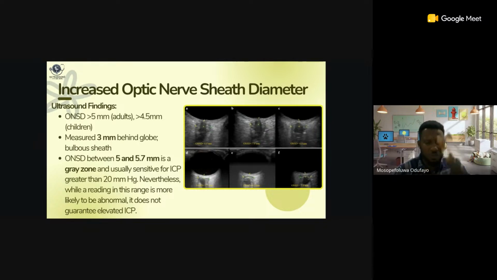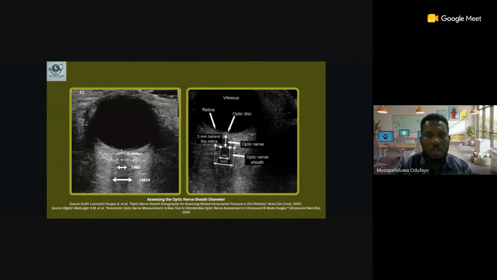First of all, 3 millimeters vertically down from the optic disc, then we measure from side to side. And like I mentioned, 5 to 5.7 mm is a gray zone, and it can be unusually sensitive for intracranial pressure greater than 20 mm. Nevertheless, while a reading in this range is more likely to be abnormal, it does not guarantee elevated ICP.